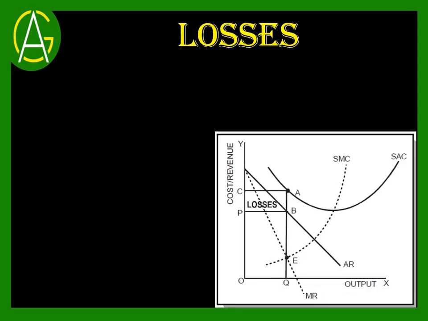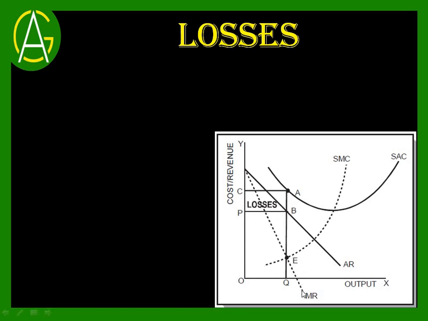Next, whether the firm can make loss. Yes, let us see how loss occurs. First task we need to do is to find out the equilibrium point. In order to find out equilibrium, we require marginal revenue and marginal cost.